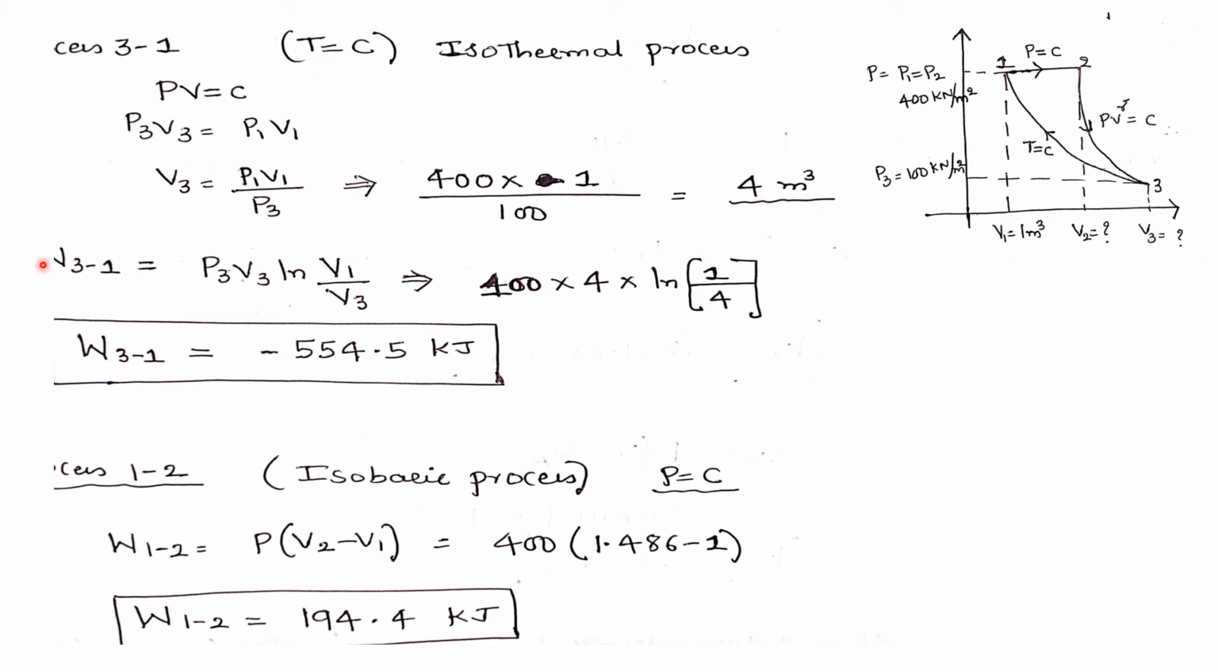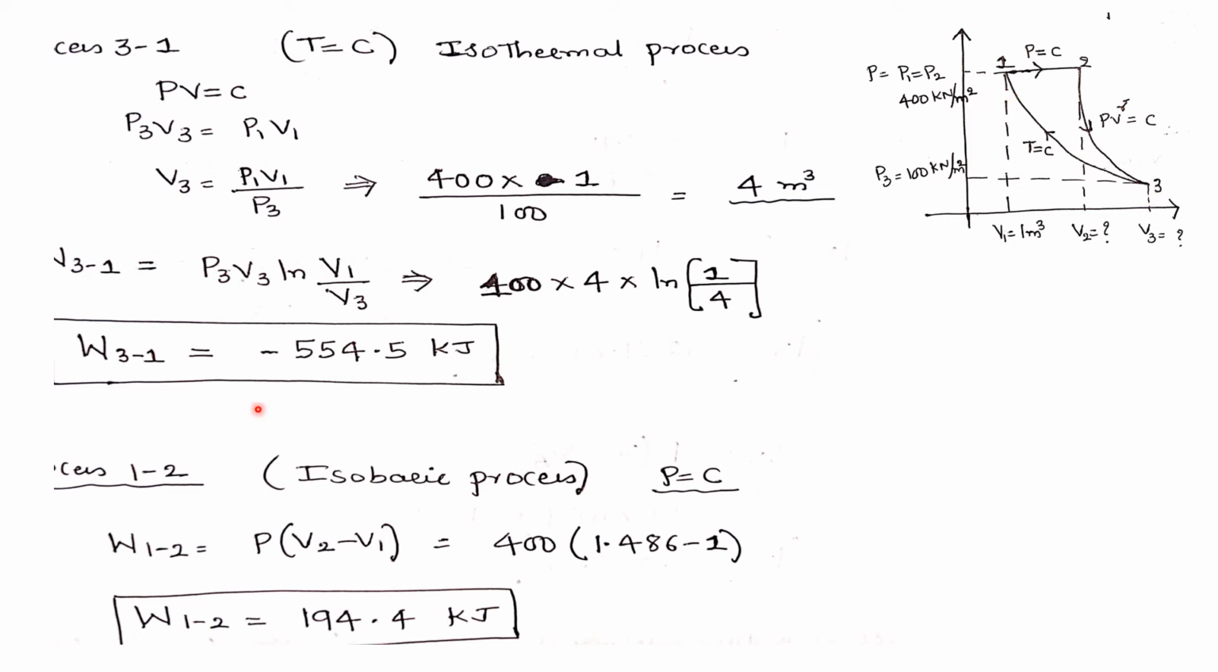Now let me calculate the work done during this isothermal process. The formula is P3 V3 log of V1 by V3. P3 is 100 kilonewton per meter square, V3 is 4, times log of V1 divided by V3, which is 1 divided by 4. So the work done during this isothermal process is minus 564.5 kilojoules. Now this work we have completed.